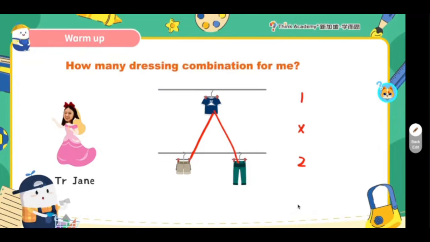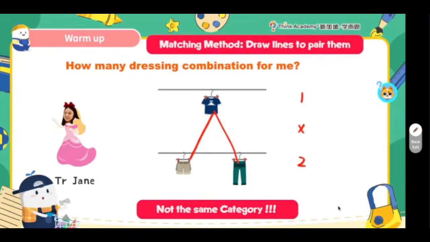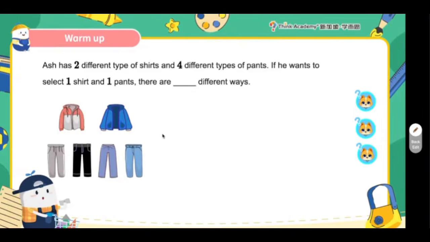Then this time, let's move on. Okay, this time you can see Ash has 2 different types of shirts and 4 different types of pants. Let's see, are they the same category? Yes or no? Can I wear 2 shirts without a pant? Or can I wear 2 pants without a shirt? Cannot, right? Okay, everyone. So this time, also 2 different categories.